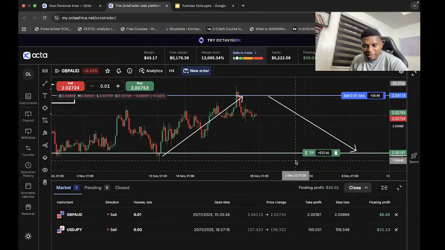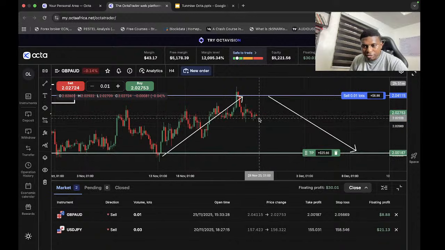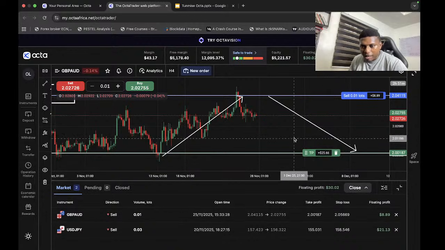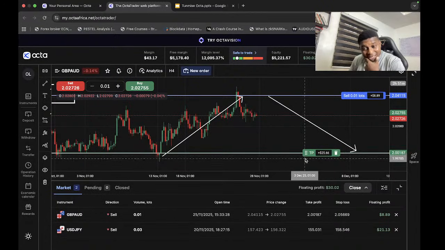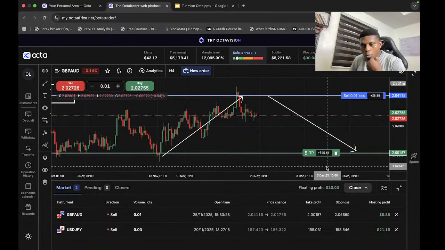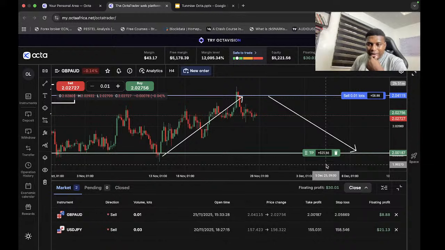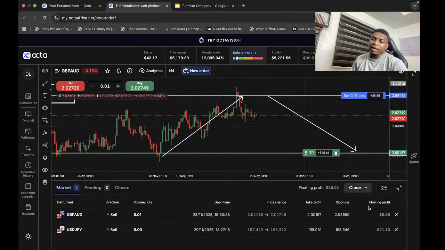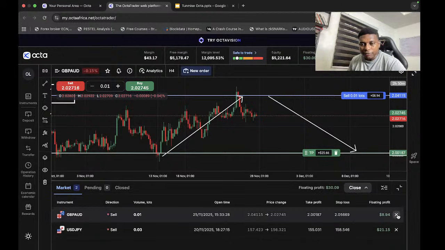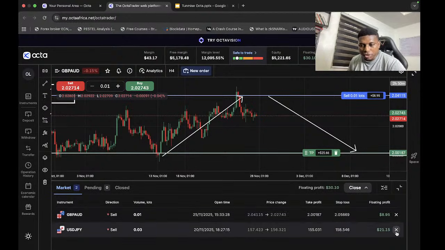But we can see that currently price is still trading at 2.02755. Our target level was 2.00187. All right, so currently we have our 2 trades in profit from last week, so we're just going to close the trades while we retake another trade for the webinar.